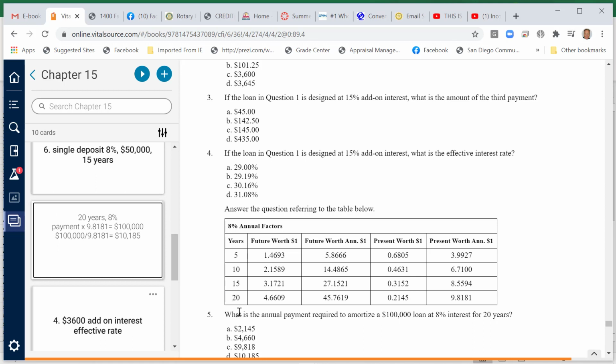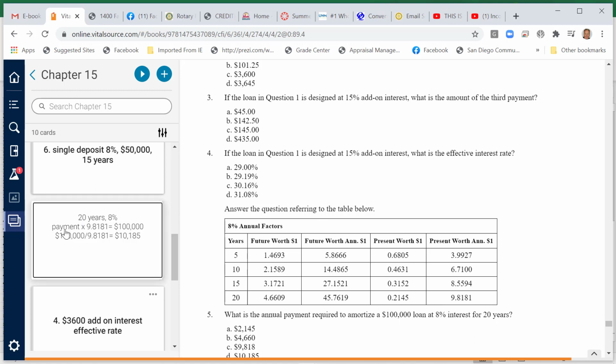And what they're giving us is this: what is the annual payment required to amortize a $100,000 loan at 8% interest for 20 years? So what is that payment? And that's the description of a present worth annuity. So I know I'm under 20 years and I'm on an 8% table. So what monthly payment or deposits of an annuity would I have to make, gaining 8% over 20 years, to come up with my value of $100,000?